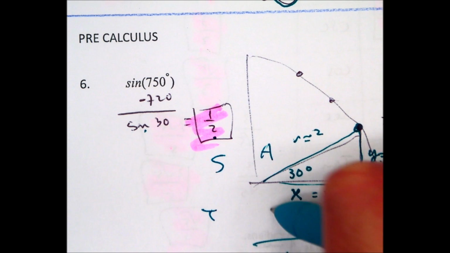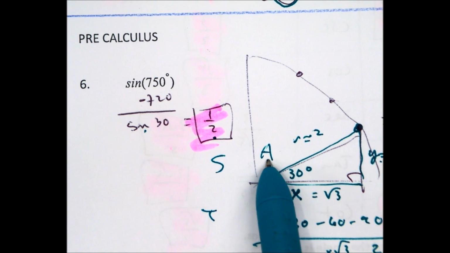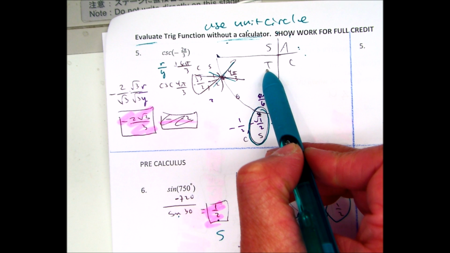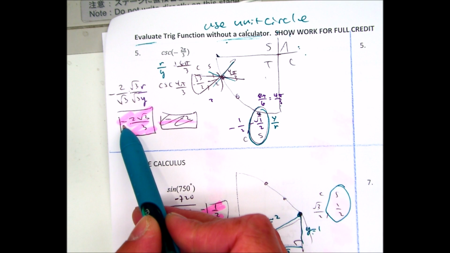All Students Take Calculus. So here, all the trig functions are positive. In question number 5 above that we just did, only tangent and cotangent are positive. Everything else should be negative.